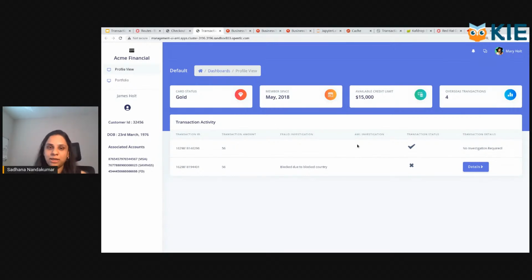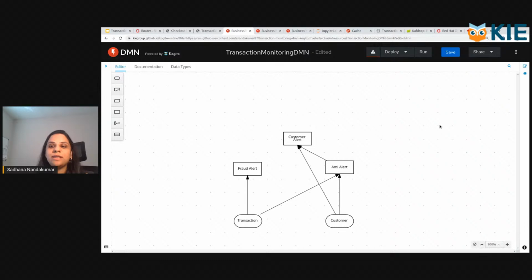So I have a transaction that came in. We are able to inspect the event stream, and we understand that the transaction was indeed marked as fraud. But why did that happen? So in order to understand that, let us look at the Cogito decision that kind of powers this. So what I have in here is essentially that Cogito DMN model.